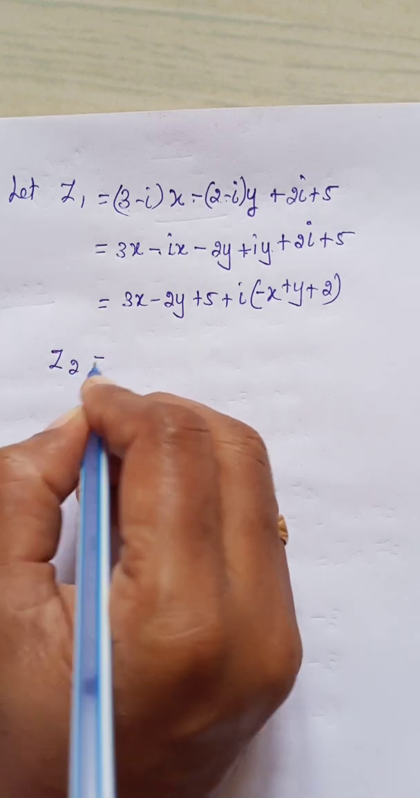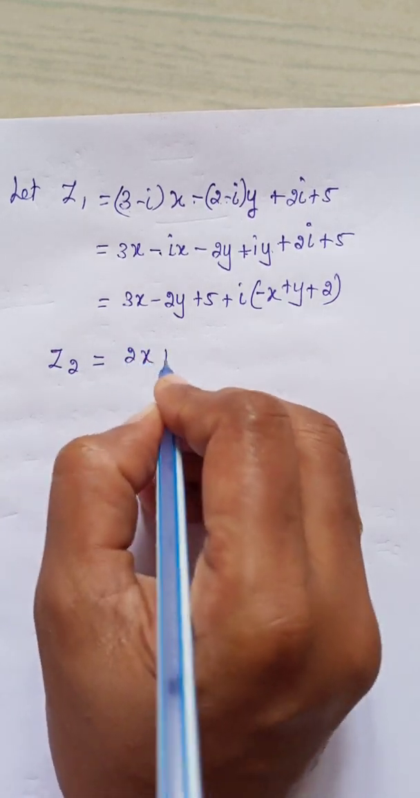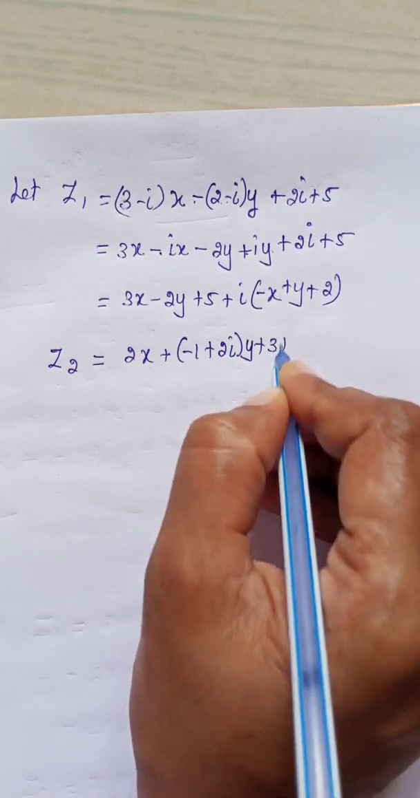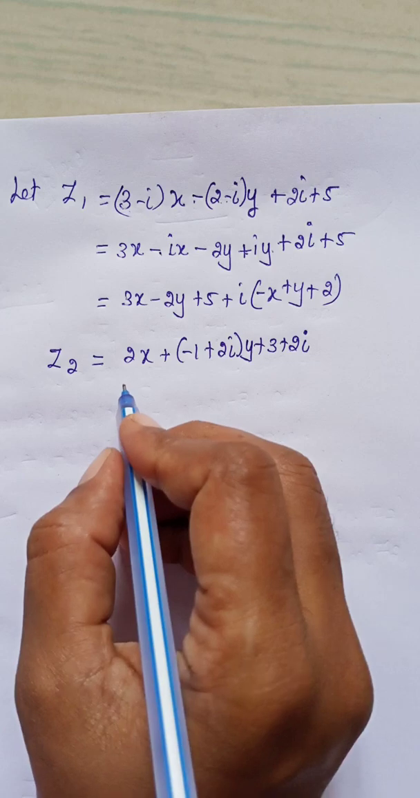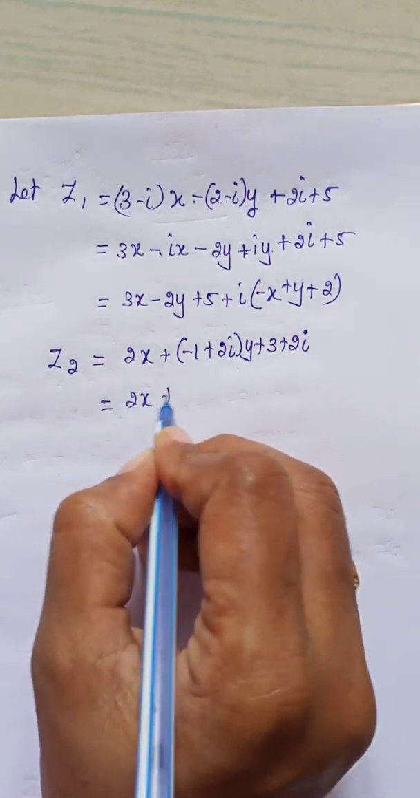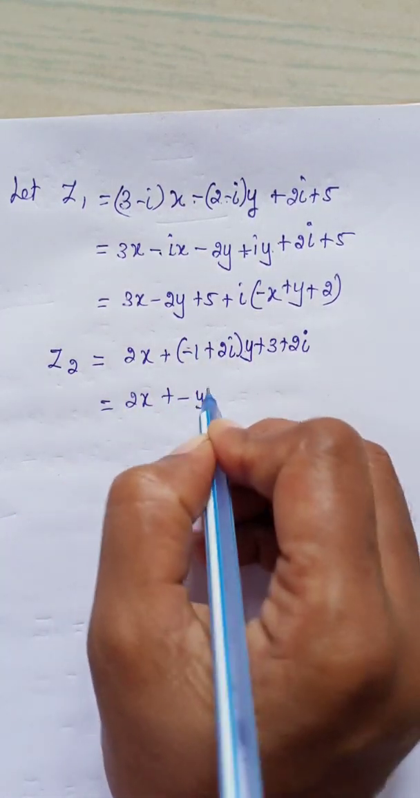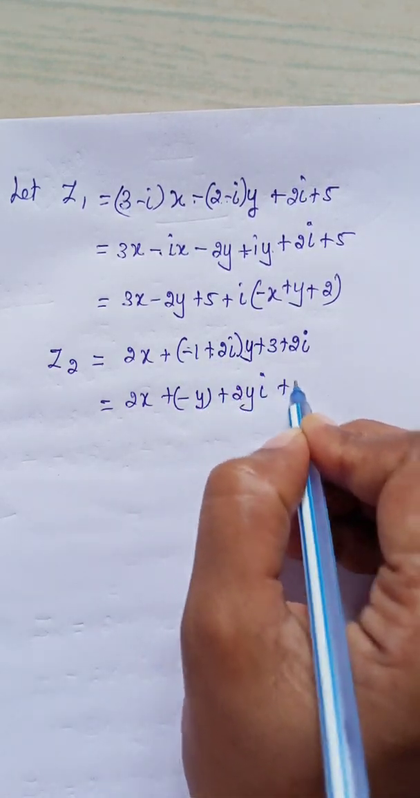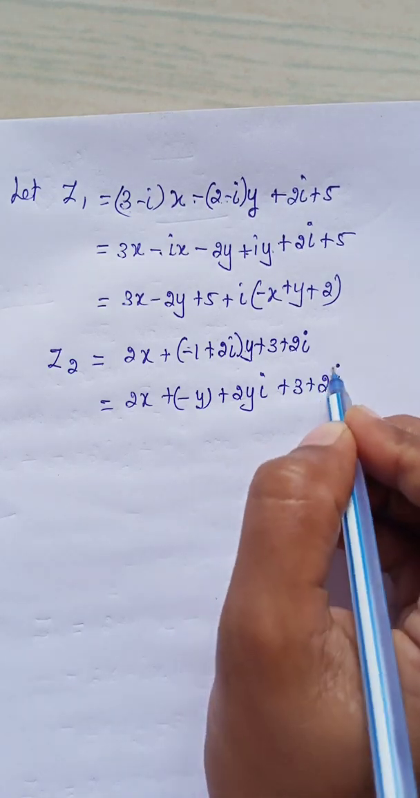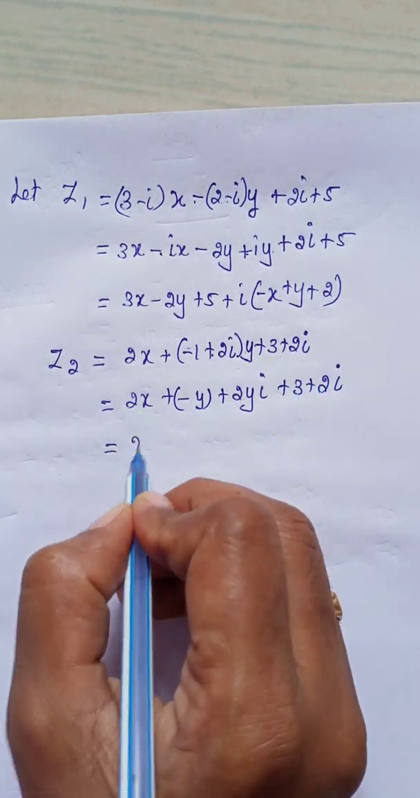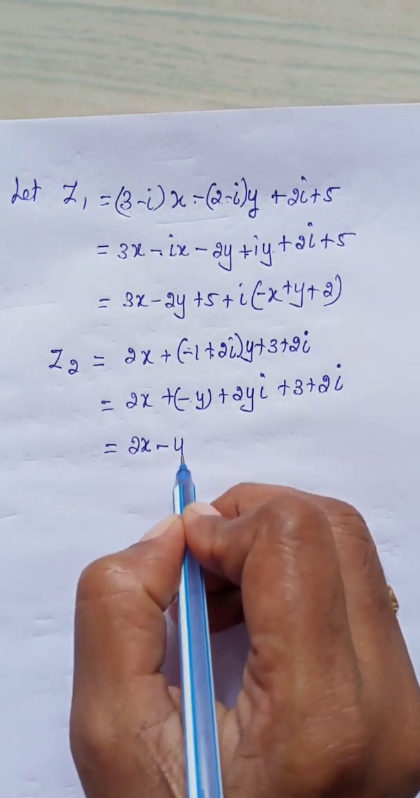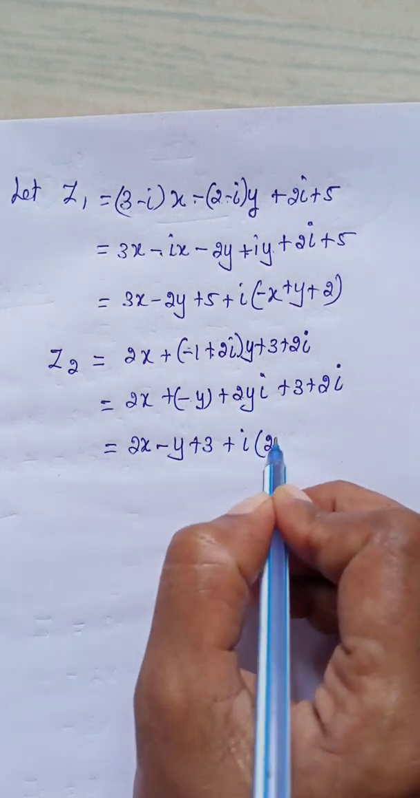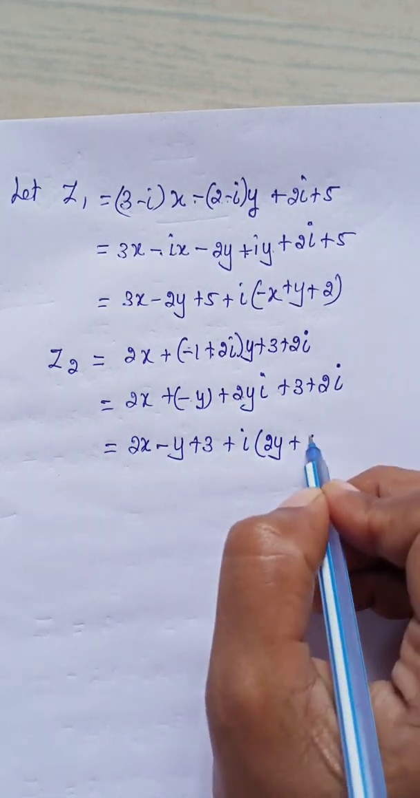Now z2 is equal to 2x plus minus 1 plus 2i into y plus 3 plus 2i. This also we can simplify first. 2x minus y plus 2y into i plus 3 plus 2i. Shall we separate the real part? Here we will be getting 2x minus y plus 3 plus i into the imaginary part 2y plus 2.